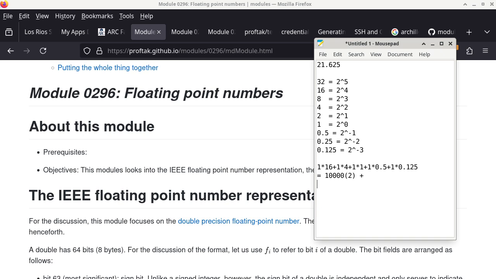So what else do we need? Looks like we need a 4, okay? The 4 is a 100 in base 2. And then we need a 1, which is just 1 in base 2. And then what do we need? Well, what about the 0.5? It is 2 to the power of negative 1. So in base 2, how do we express it? 0.1.